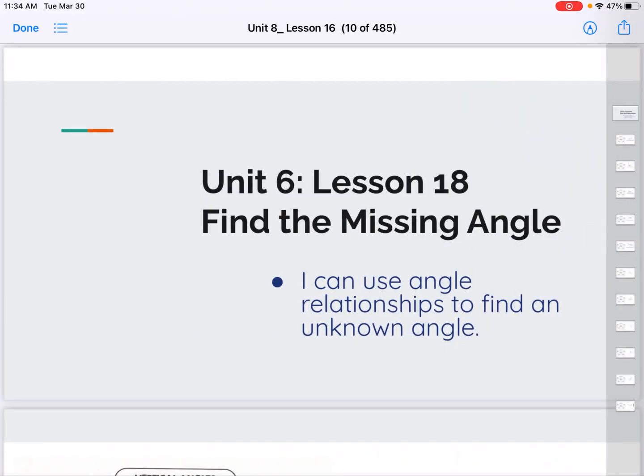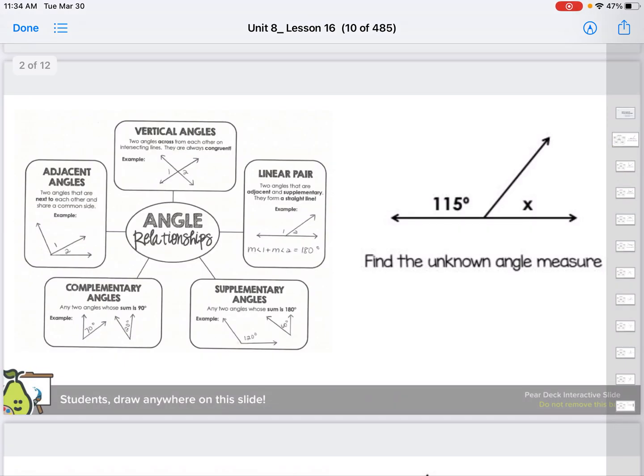All right, Unit 6, this is actually Lesson 16. I've got it labeled wrong here, but it's Lesson 16. I can use angle relationships to find an unknown angle. So these are the notes we took yesterday. The idea is you're using that information to help you find the unknown angle.